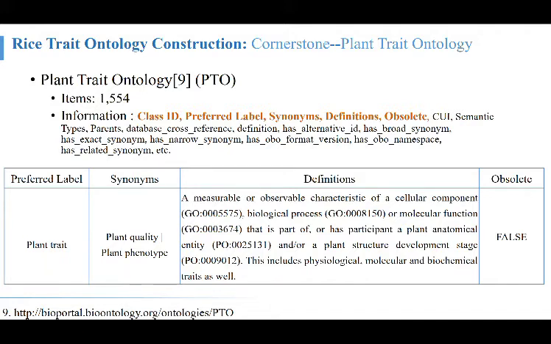PTO is a controlled vocabulary to describe phenotypic traits in plants. The first few databases like Gramene and enrRiceTrait employ TO to facilitate trait-related phenotypic curations. It has 1,554 items, and each item includes information like class ID, preferred label, synonyms, definitions, obsolete or not, and so on. Plant trait is an example.